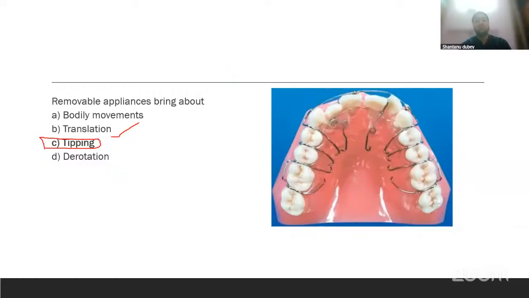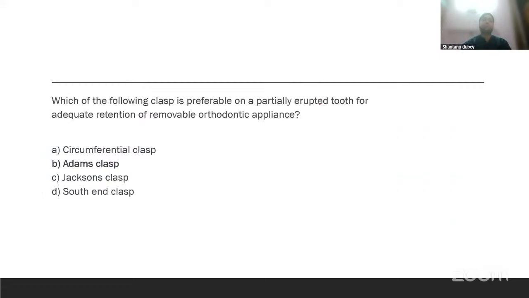So torquing is very, very difficult in removable appliances, mostly because of tipping. Derotation is also very, very difficult to achieve. Which of the following clasps is preferable on a partially erupted tooth for adequate retention in the removable orthodontic appliance? You don't have to guess.